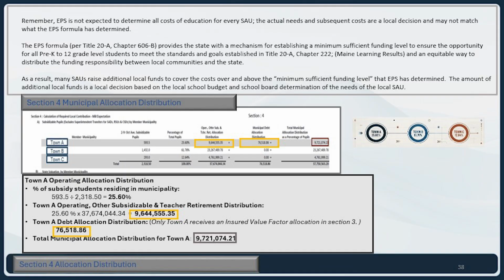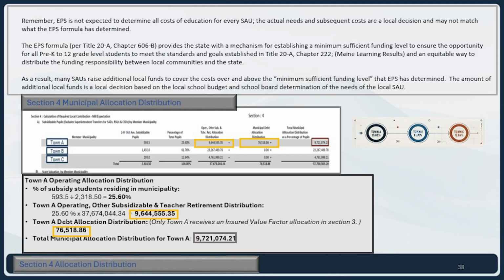In order to do this, we use the subsidizable pupil counts, the total at that SAU, and then we look at the number from each town. How much does each town send to the SAU? And we divide the town count by the total count, and that is the percent of the total cost allocation that you are responsible for based on the total amount for the SAU.